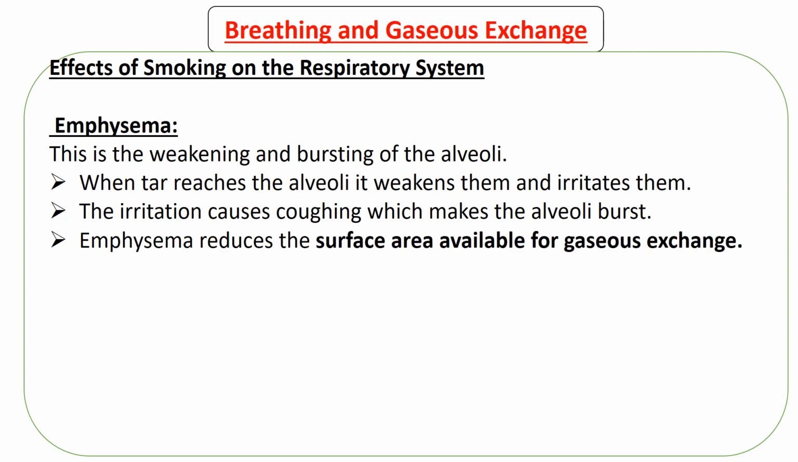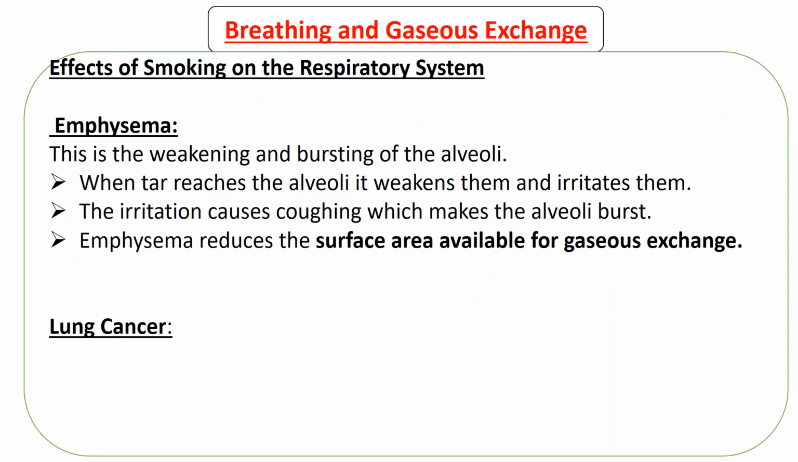So emphysema reduces the surface area available for gaseous exchange, just like bronchitis. Bronchitis reduces the amount of oxygen reaching the lungs because the respiratory tract, or where oxygen is supposed to pass, is trapped. Well, emphysema just reduces the surface area for gaseous exchange because it destroys the alveoli.